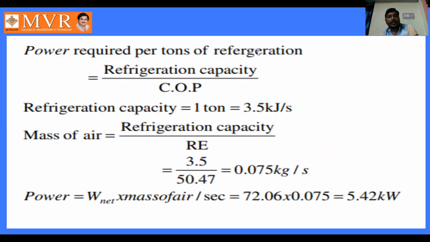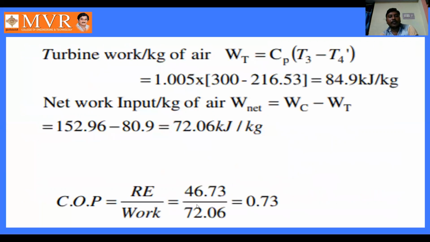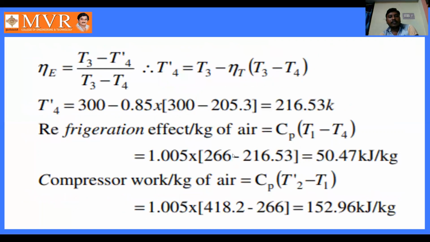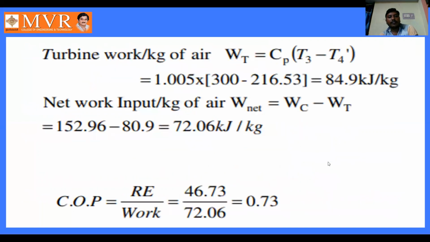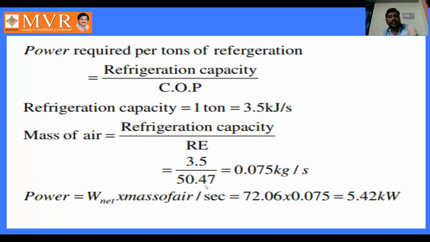Next, the power required per ton of refrigeration capacity. The refrigeration capacity is 1 ton, and we are converting this, since 1 ton we already know is 3.5 kilojoule per second. The mass of air is equal to the refrigeration capacity by the refrigeration effect, that is 3.5 by 50.47. We have substituted here, and the mass of air is equal to 0.075 kg per second.